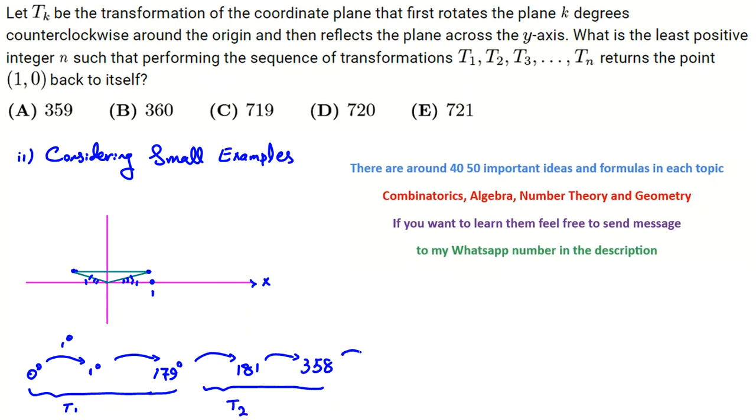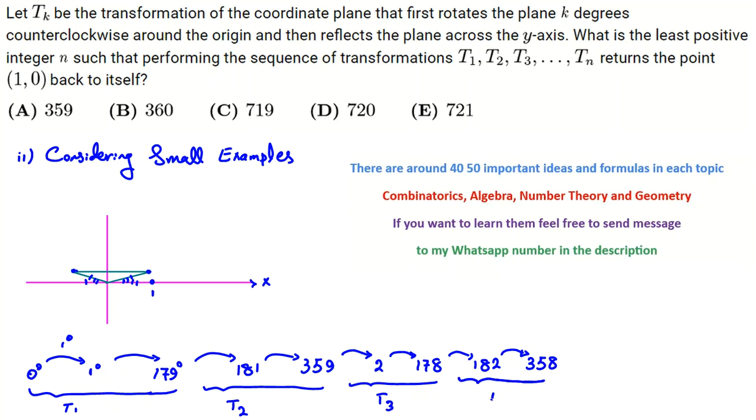Now let's apply T3. Plus 3, so it will be 359, when we cancel 181 it will be negative 1, 359. Then we add here, it was plus 2, here plus 3, 362, which is 2. And then it will be 178. Then for T4 we add 4. It will be 182. Then the other part is 358.